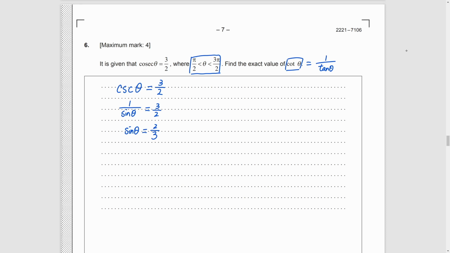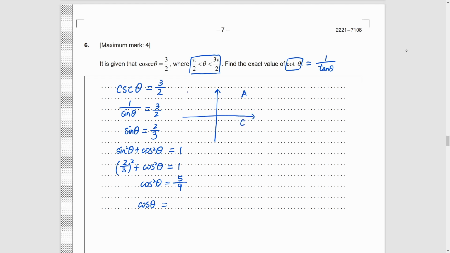To get that, we need cosine theta as well. When we need to find sine or cosine, given that we have the other one, we need to use the identity sine square plus cosine square equals 1. Substitute 2 over 3 for sine theta, we can get cosine square theta equals 5 over 9. Then, what should be cosine theta? Normally, we just take the square root of 5 over 9 and get 2 possibilities: positive root 5 over 3 or negative root 5 over 3. Be careful, don't forget to consider the range of theta.